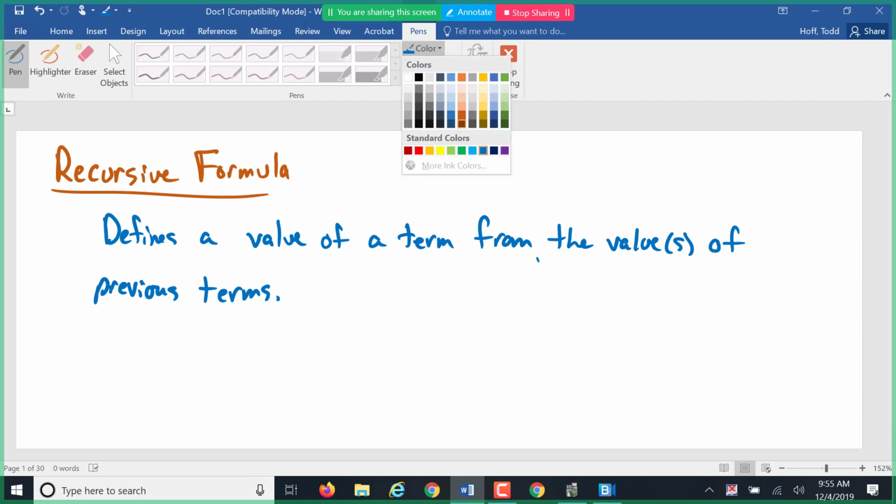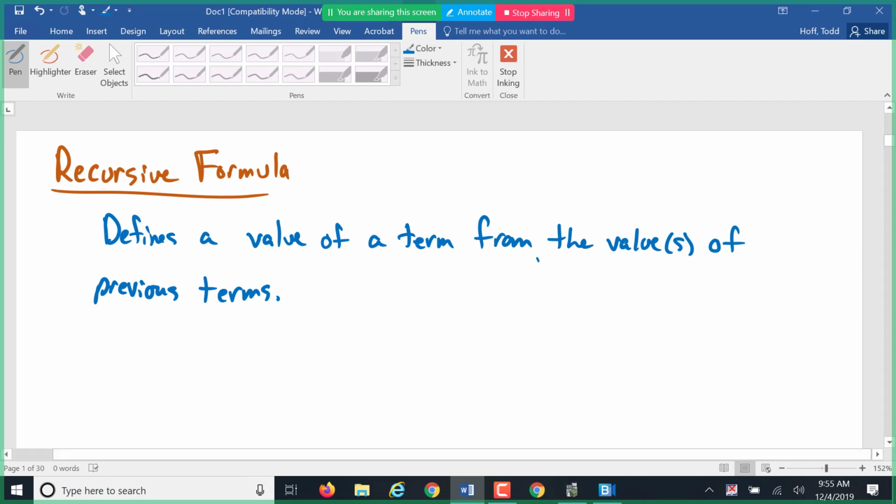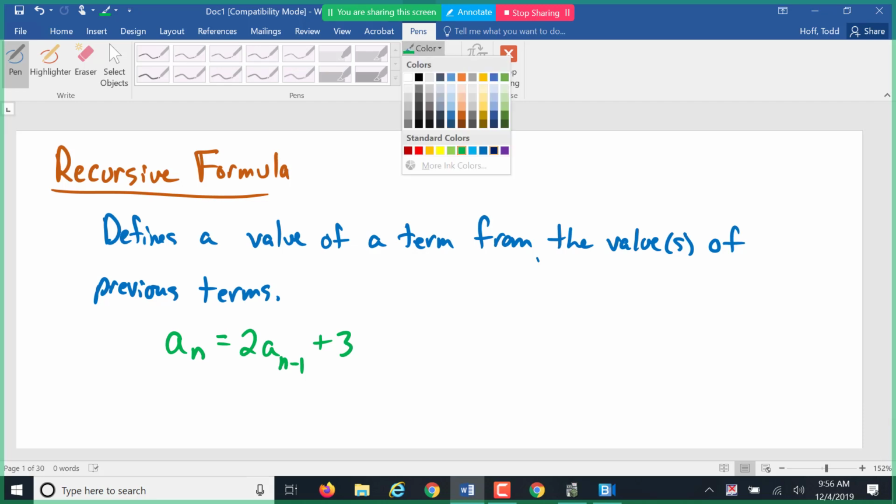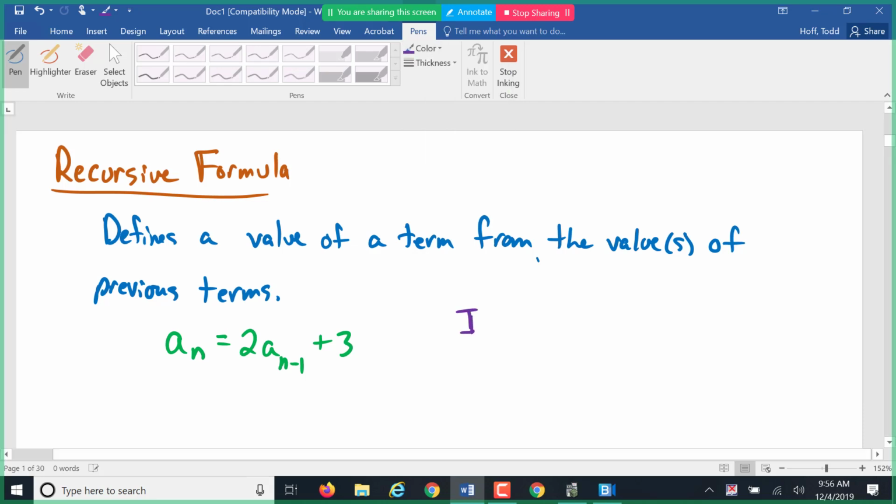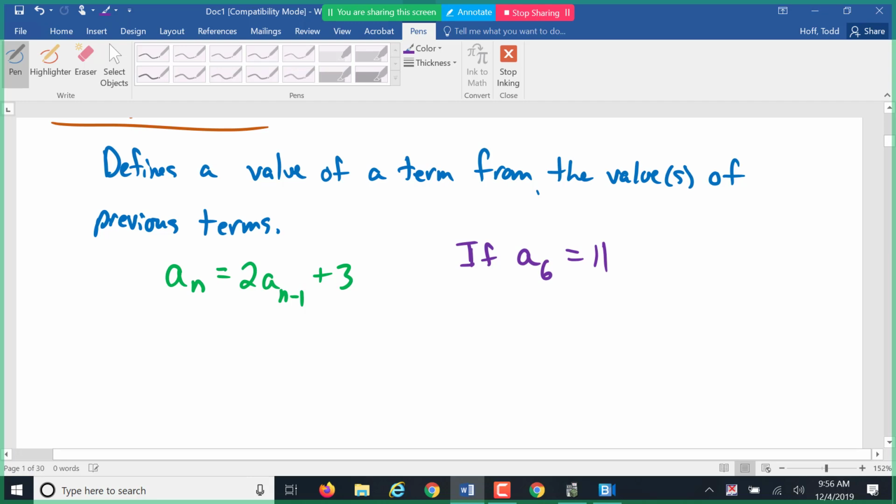So in most cases, most people think of recursive formulas as simply using the previous term, one previous term. An example of that might be a_n is equal to 2 a_(n-1) plus 3, like that. So let's say we're given that a_6 equals 11, find a_7, the seventh term in that sequence.